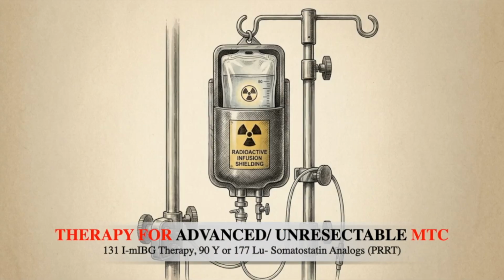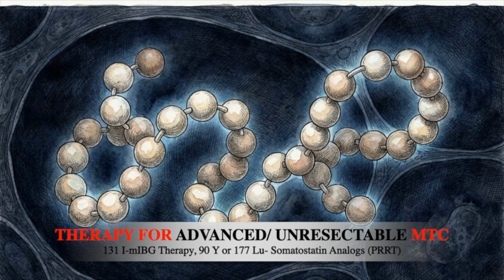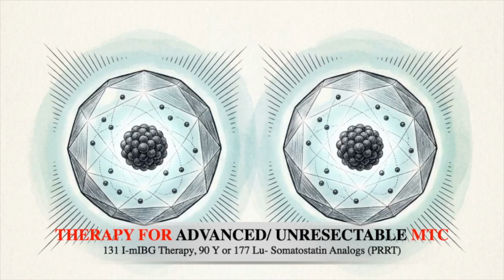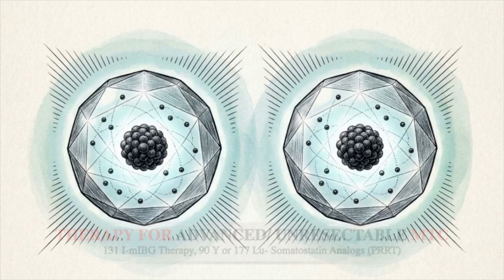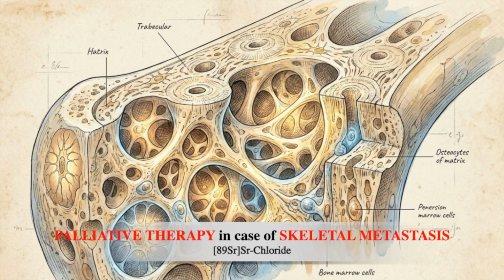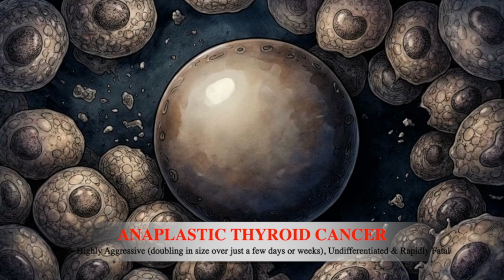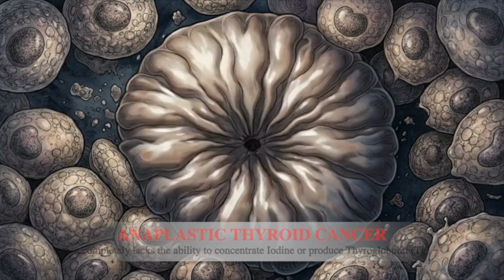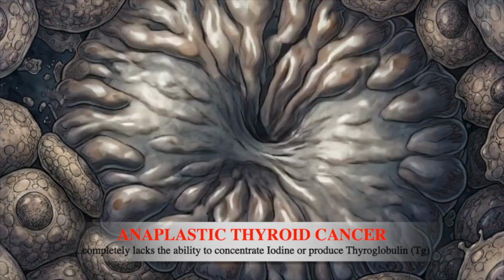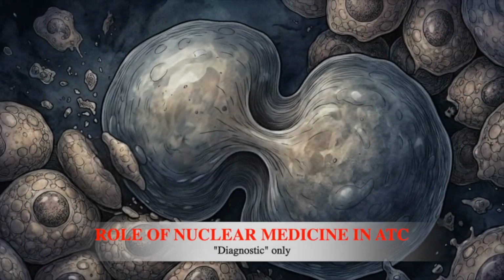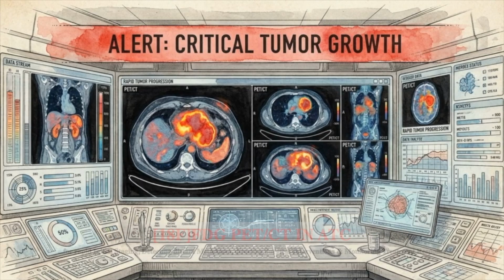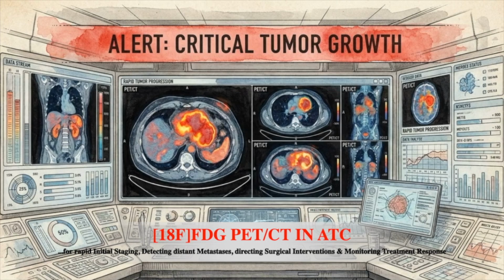For advanced cases, systemic treatments include high-dose MIBG therapy, or peptide receptor radionuclide therapy, utilizing beta emitters like yttrium-90 or lutetium-177. Palliative agents like strontium-89 can be used for skeletal metastases. At the extreme end of the spectrum is anaplastic thyroid cancer. It is highly aggressive and lacks both the NIS importer and thyroglobulin production. For this cancer, nuclear medicine is strictly diagnostic. 18F-FDG PET-CT is used for rapid initial staging and for monitoring the response to systemic therapies.